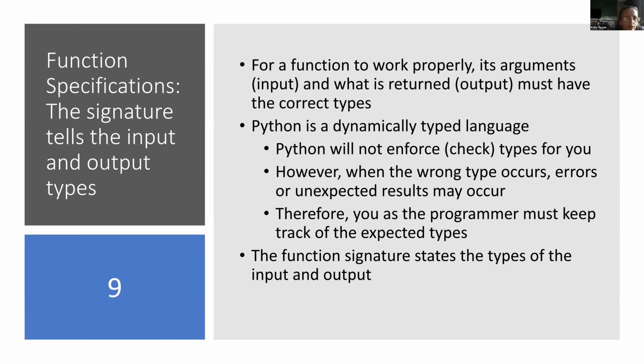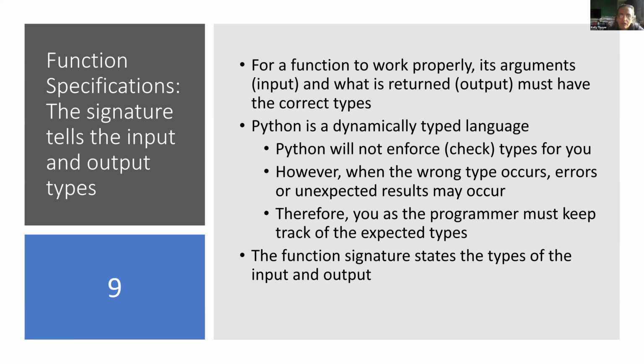So a little bit more about this function specification. The signature tells the input and the output types. Now, because it's a doc string, it's actually not executed by Python, but it is still nevertheless an important part of the function. And this is for human readability of the functions to work properly. And we also want to pass on the information about what the inputs and the outputs of the function are. This will help mainly the future version of you, but also anybody else who may be using your code. For a function to work properly, its arguments, which is the input, and what is returned, that is the output, must have the correct types.